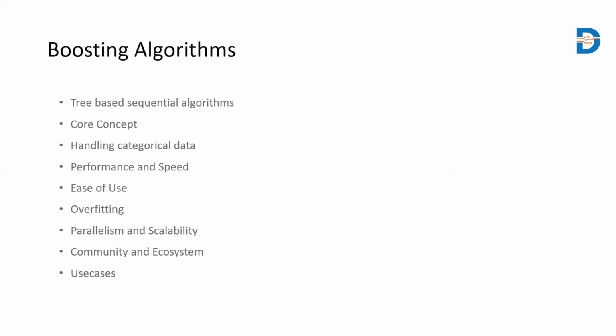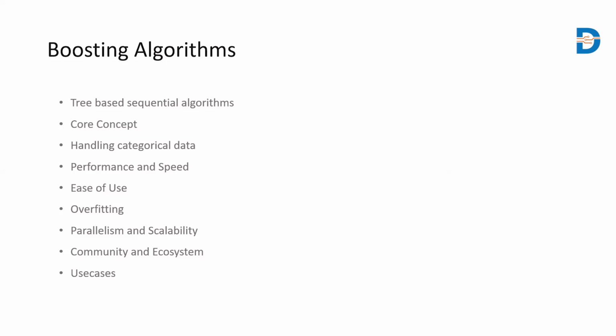Now, when it comes to parallelism and scalability, CatBoost has built-in support for CPU and GPU training. But LightGBM exhibits an excellent level of parallelism and scalability on both CPUs as well as GPUs. It supports distributed training on massive datasets. XGBoost, you can also say, supports distributed computing, but definitely lags behind LightGBM.